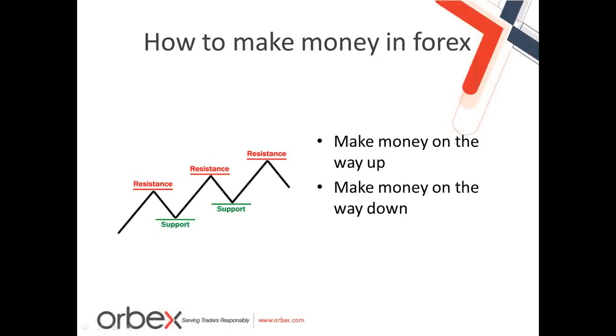So the resistance level is an imaginary line, based on a market psychology analysis, that prevents the markets from going further higher. And support is an imaginary line, also based on market psychology, that prevents the market price from falling further down.